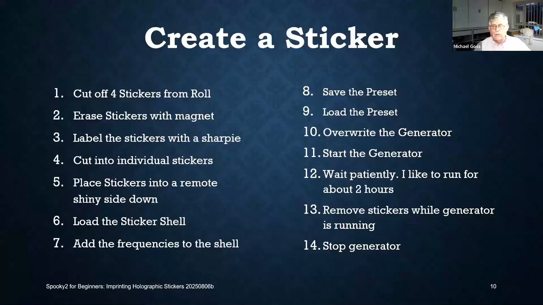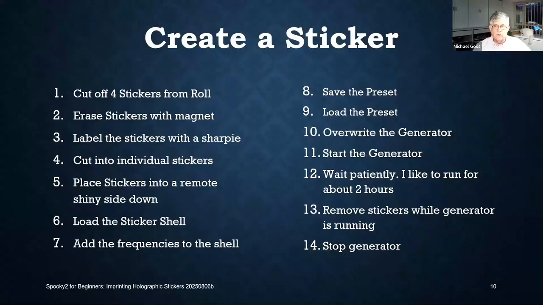I always remove the stickers while the generator is running. It's a debatable issue, not in my opinion, but just to be safe, you take it out because magnetism is not good for the stickers. It erases them, and the remote has some significant magnets in it. So while I think you could stop it and take it out, I don't see any reason to. I let it run. I literally just open the little clamshell and do it that way, and everything's fine. I've been very happy with it. And then I stop the generator after that.